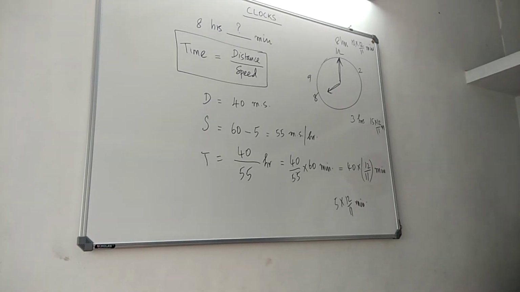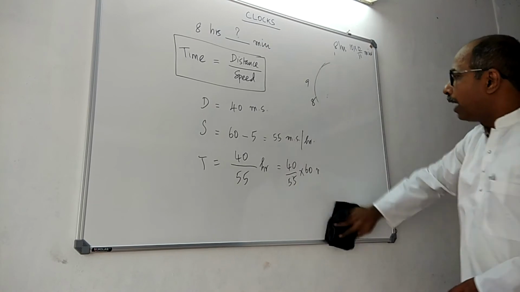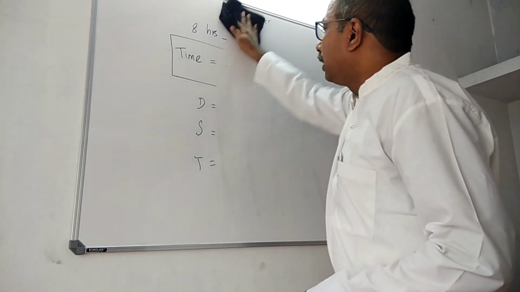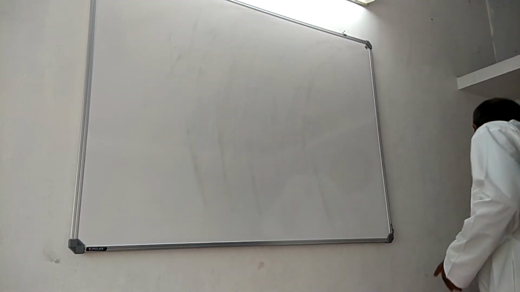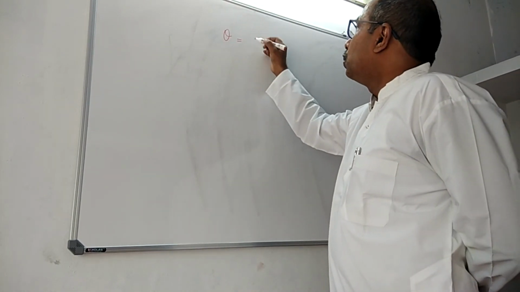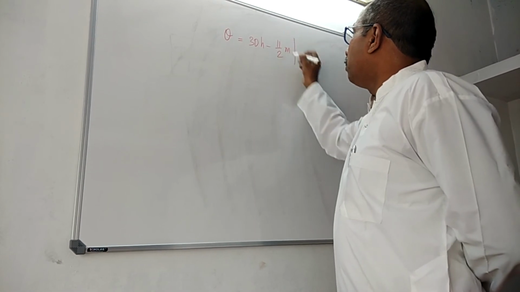Now, if you feel that this is slightly complicated, then I'll give you another method. There is a formula for finding the angle between the hands of a clock. There is a small formula for finding the angle between the hands of a clock. Theta is equal to modulus of 30h minus 11 by 2 m.